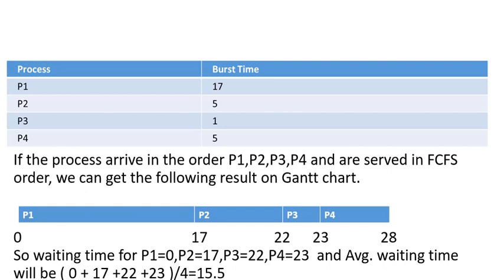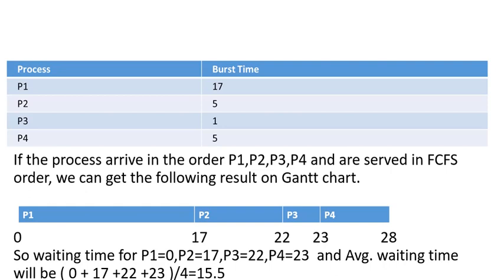So in the running state, after the first process completes at 17 units, the second process P2 will go and it will take 5 units of time. So 17 plus 5 will be 22. Then P3 will go and it will take 1 unit of time. So 22 plus 1 is 23, and process 4 will go. It has a burst time of 5. So 23 plus 5 is 28. So the total time to complete these 4 processes is 28 units, you can say.